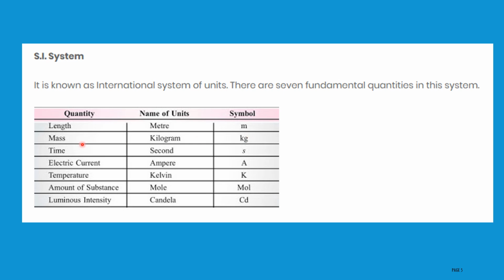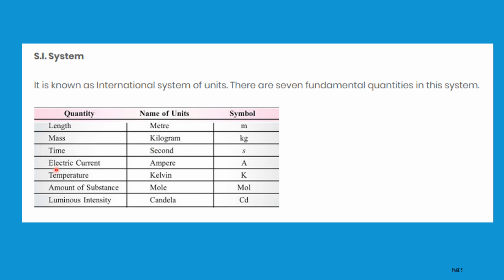Then mass, the second fundamental quantity. The name of the unit is kilogram, represented by kg, capital K, small g here. The third fundamental physical quantity is time. The name of the unit is second, represented by small s.